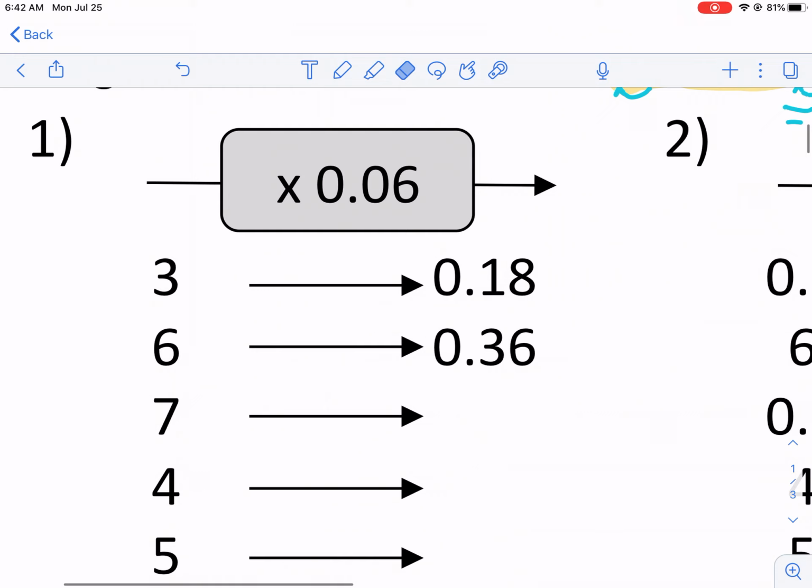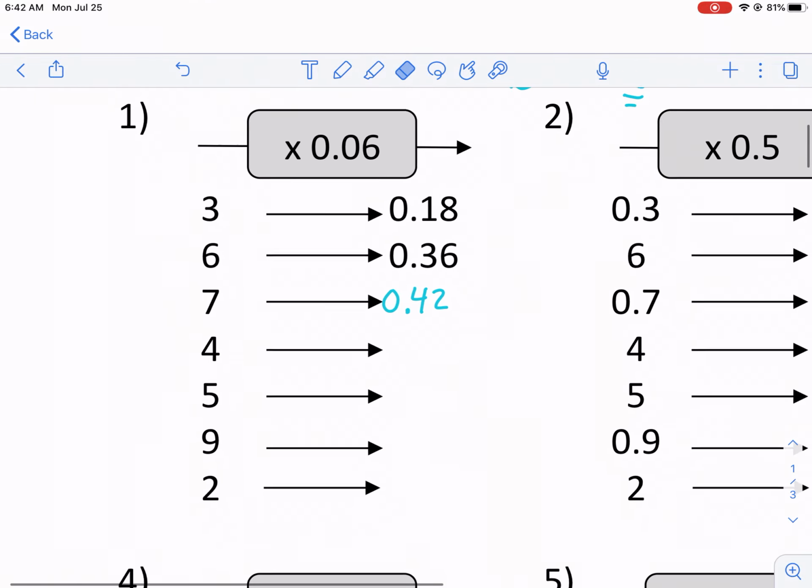So now let's get into some examples. So we have 7 times 6. I know that's 42. I'm just going to write the 42 down first, okay? But now, because it's 0.06, move it over twice, boom, boom. There's my decimal, put a 0 in front, and that's it. That's all there is to it. It's really not that bad.